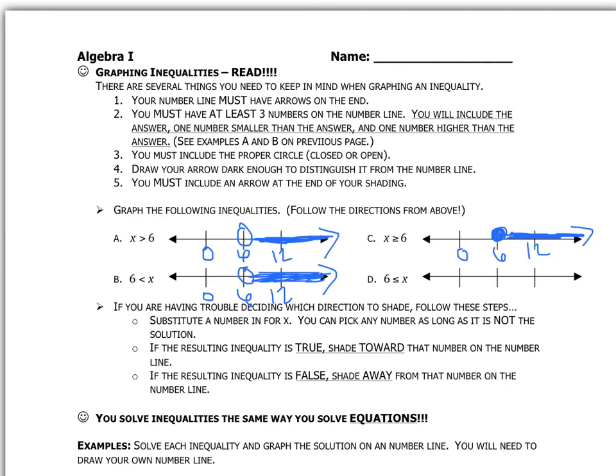D, same thing. It's just written backwards. Again, since the variable's on the right-hand side, I can read from right to left, and it still says x is greater than 6. So 0, 6, 12, fill in my circle, and shade.